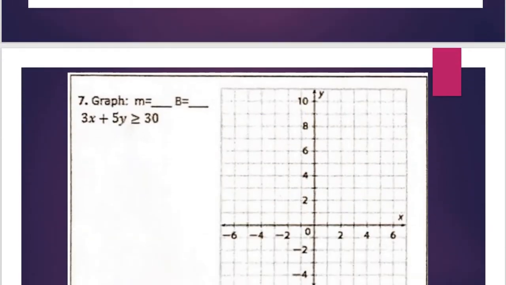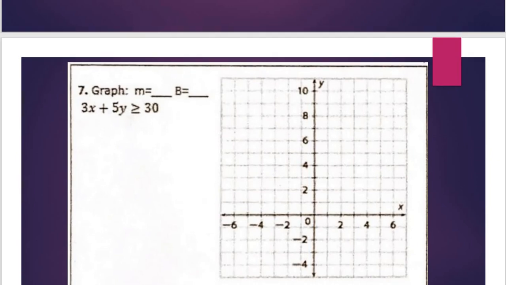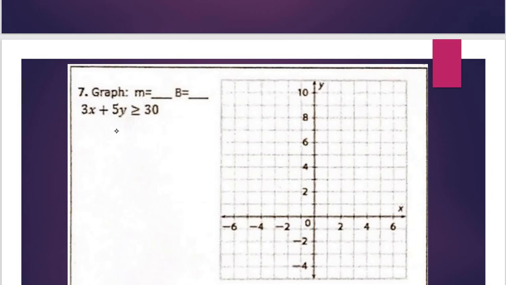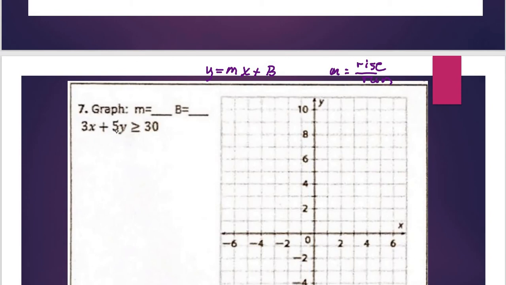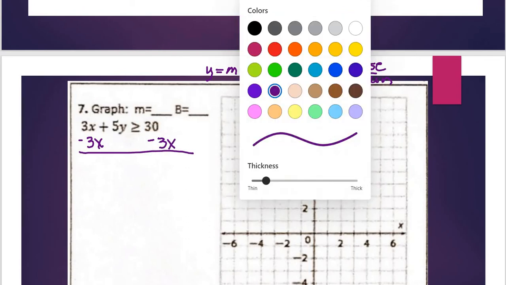Now, looking at this right here, part number 7, first thing we're going to do is get this in the slope-intercept form, which is y equals mx plus b. And then we're going to graph using rise over run. So I look at this first one right here. The first thing I need to do is move the 3x over to the other side. And then when we move the 3x to the other side, that will get y by itself.